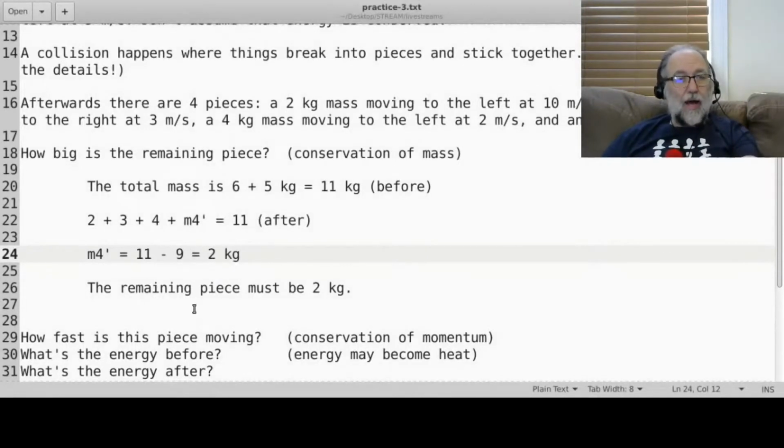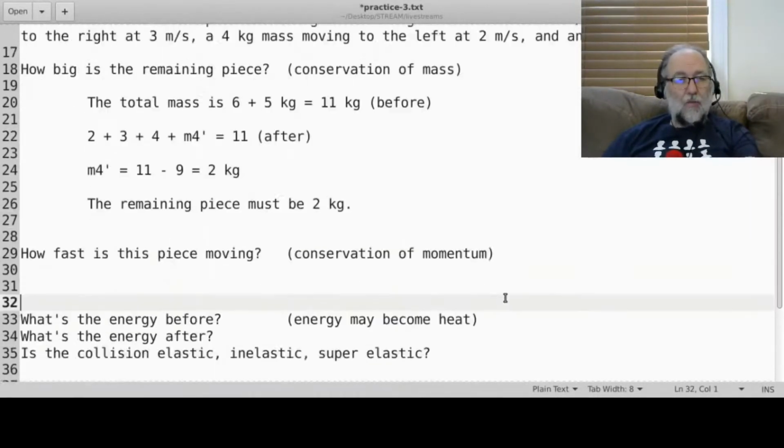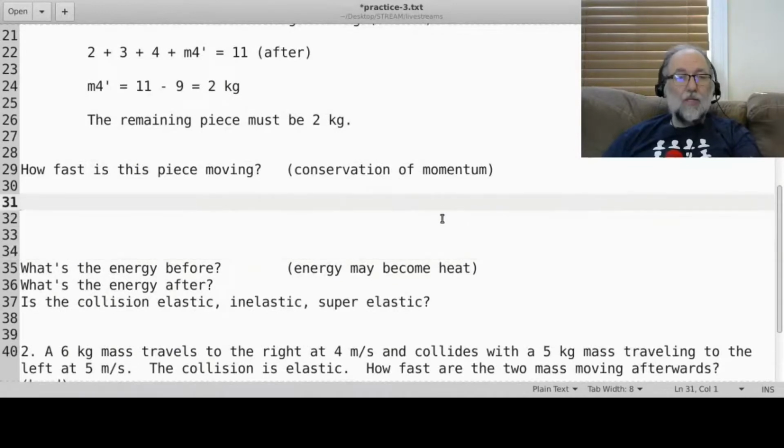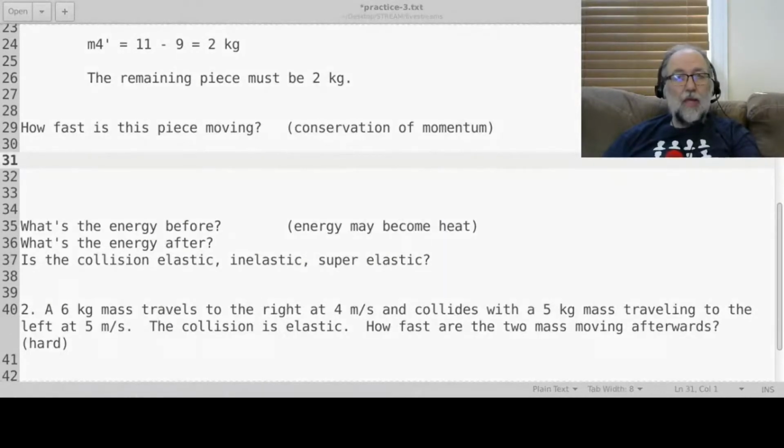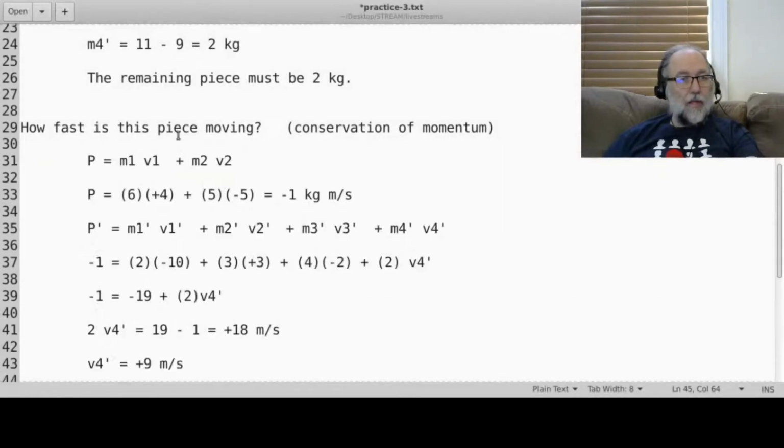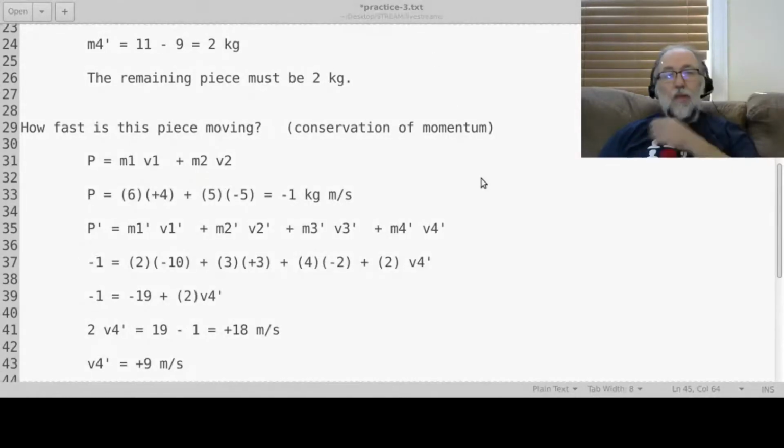Now, the next one. How fast is it moving? To answer that, we're going to use conservation of momentum. Let me cut and paste that answer too. Let me see if it disappeared on us. No, not this time. When I switch between windows, that's when it seems to go, but I'll keep an eye on it.